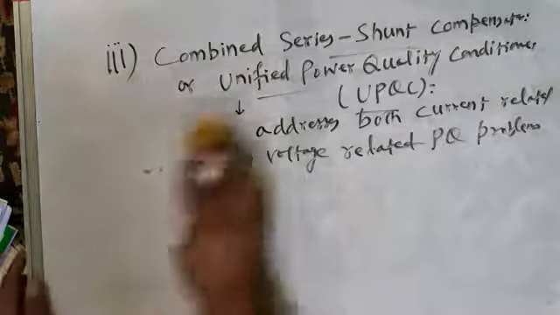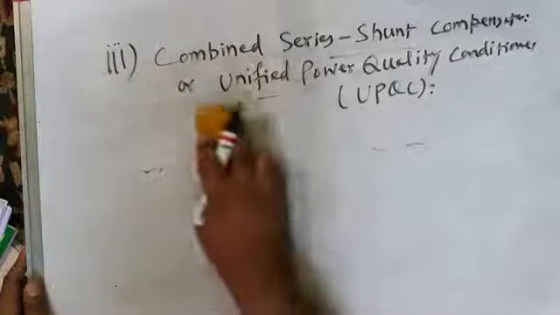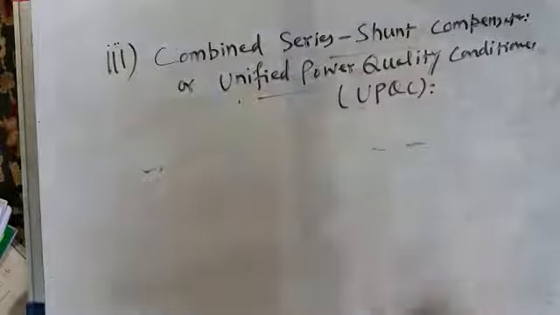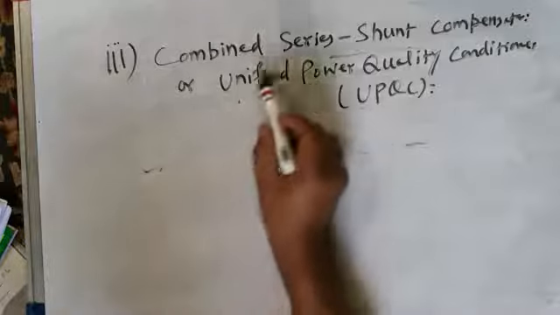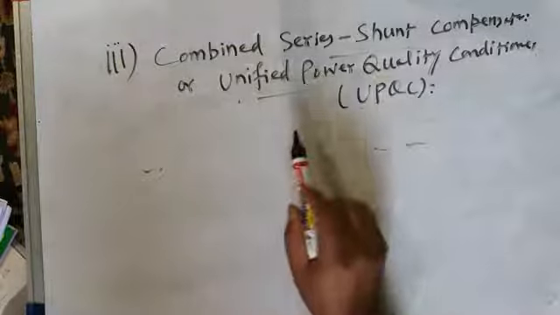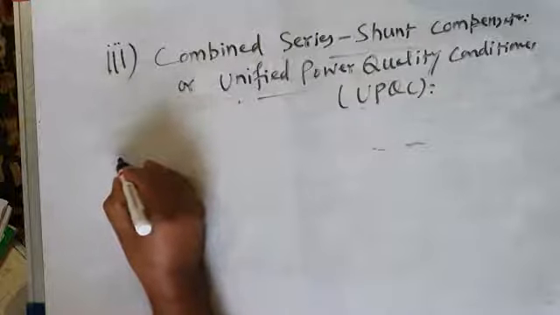So you need both. For compensating load, for addressing current related power quality problems, you need D-STATCOM. And for compensating voltage related power quality problems, you need DVR. So the combination, instead of using D-STATCOM and DVR separately, we have one custom power device, which is a combination of series and shunt compensators, a combination of D-STATCOM and DVR. That is called Unified Power Quality Conditioner, UPQC. And that UPQC looks like this.